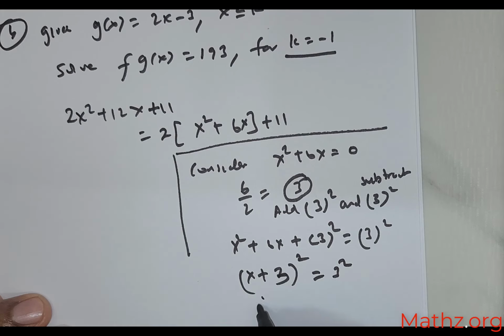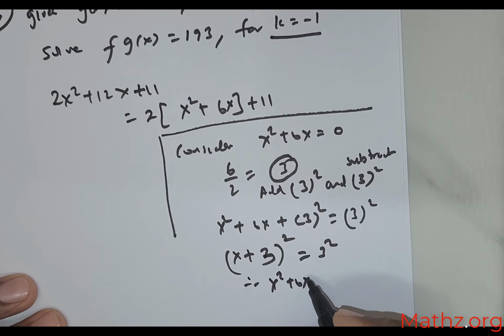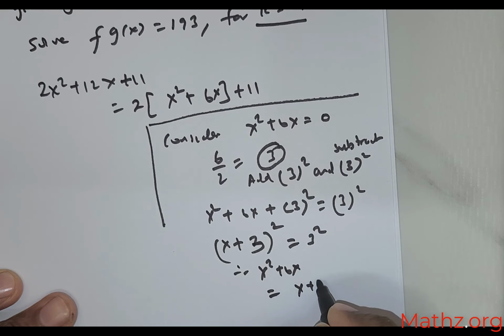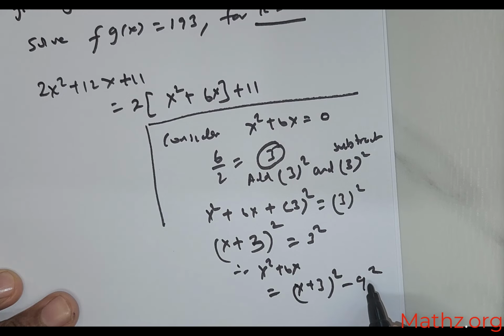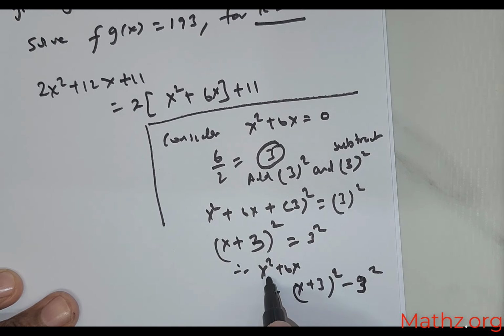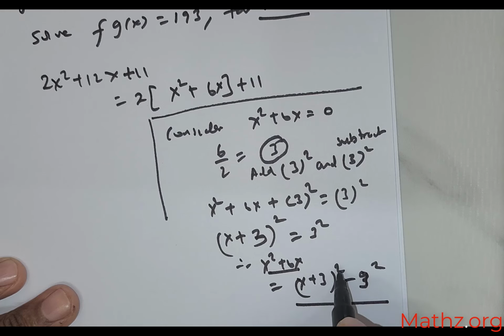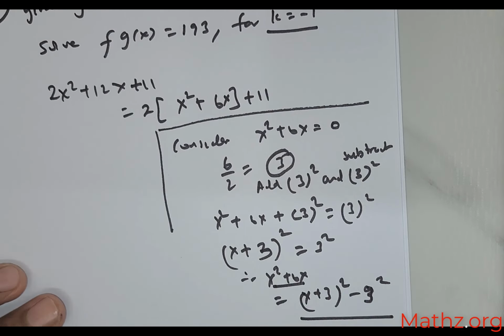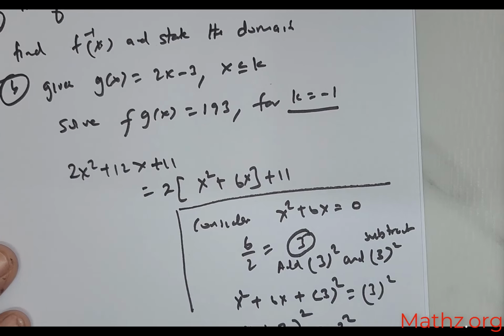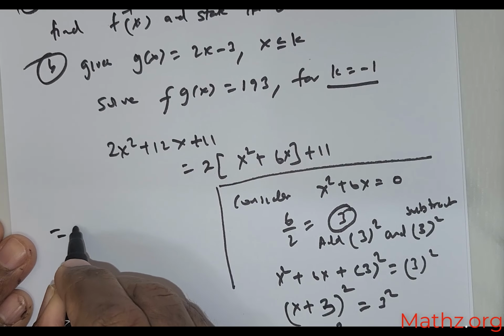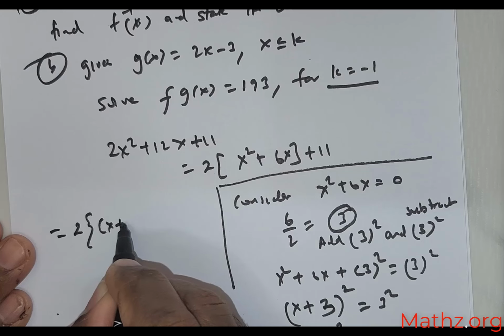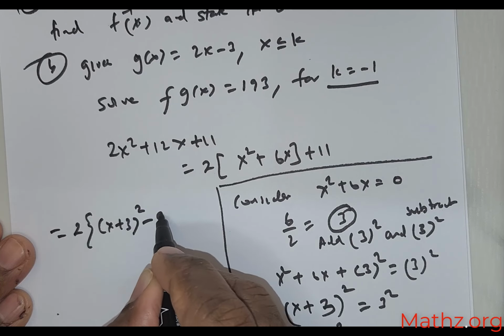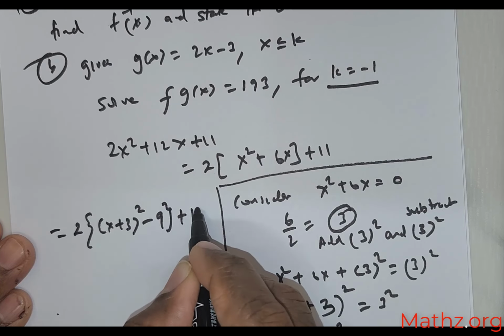Now x squared + 6x can be rewritten as (x + 3) the whole squared, and you bring this 3 squared out. In other words, x squared + 6x is represented as (x + 3) whole squared - 3 squared. So take this and replace this. This is equal to 2 times (x + 3) whole squared - 3 squared, which I'm going to take as 9, and you have + 11.